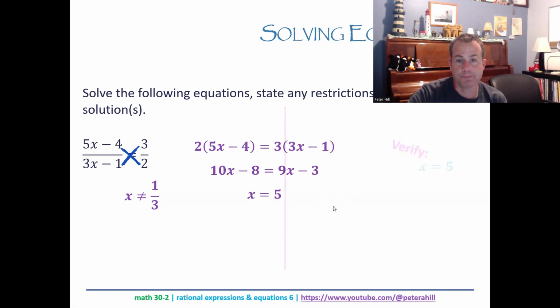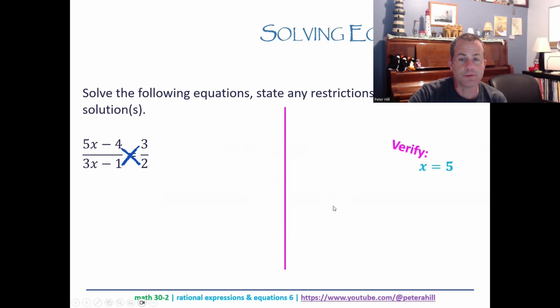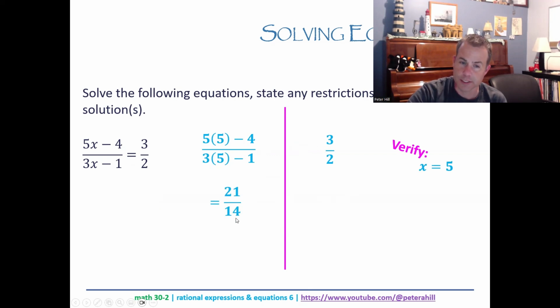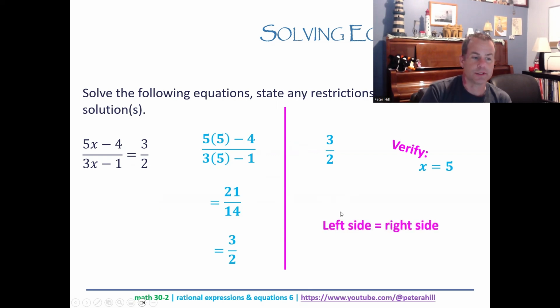And now I'm going to verify. So I'm going to verify that x equals 5. I'm going to plug in 5 back into the original equation. Okay, so I end up with 5 times 5 is 25 minus 4 is 21. And then 3 times 5 is 15 minus 1 is 14. So 21 over 14, both of those are then divisible by 7, which gives me my 3 over 2. Yay! And then I can conclude left side equals right side. Okay?